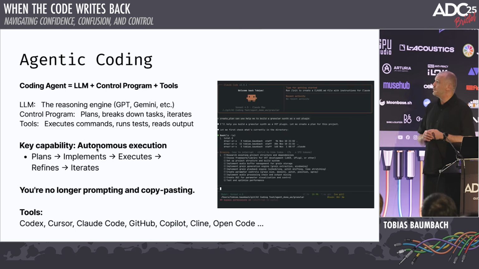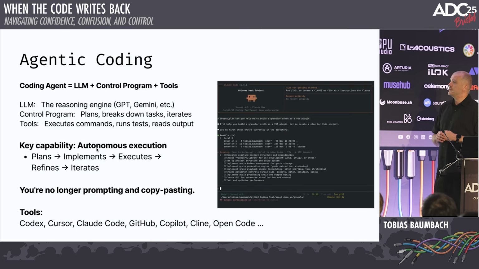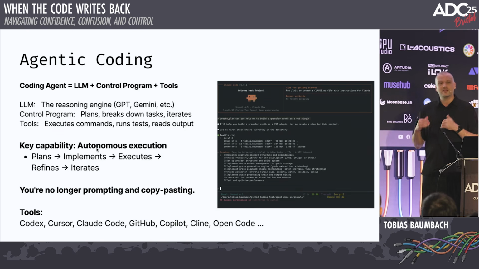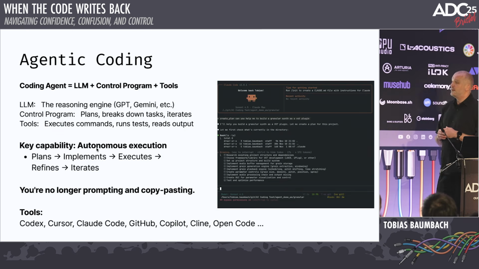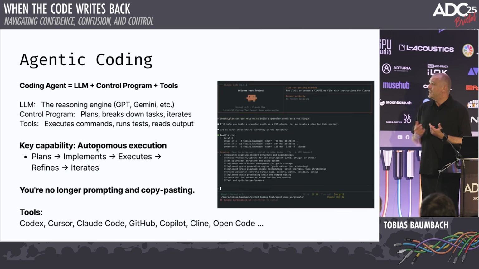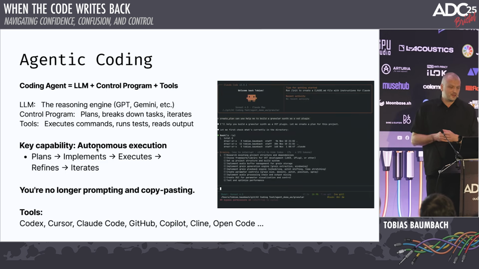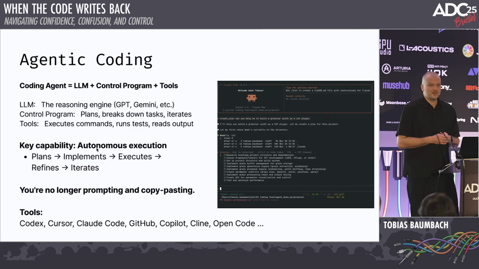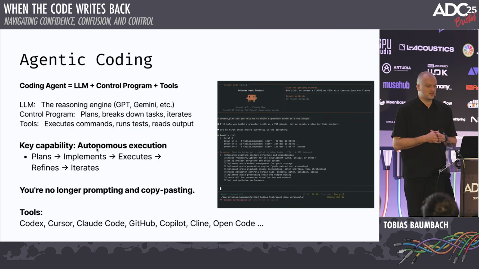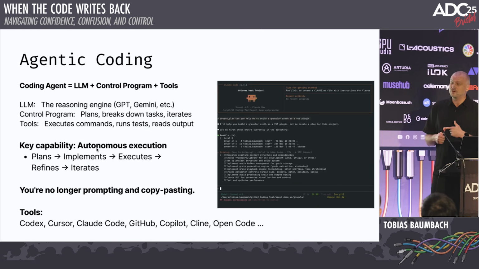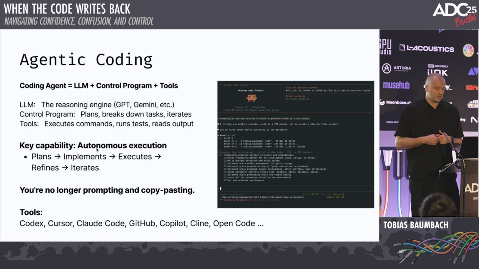Then there is quite some logic and power actually in the control program, being the ability to plan, break it down into to-dos, and then also manage all the iterations, right? And then what sets it apart from a regular chat solution is the capabilities, and then also being able to execute tools. So you can run your compiler, you can run the tests, and then you can react on the outputs.